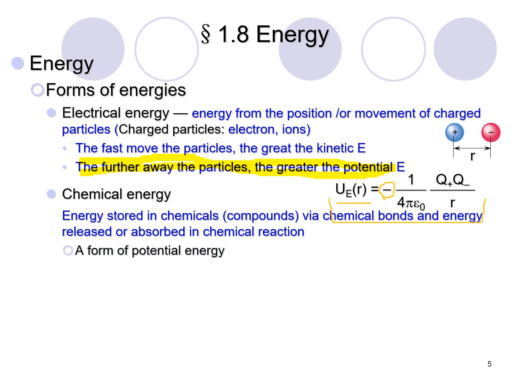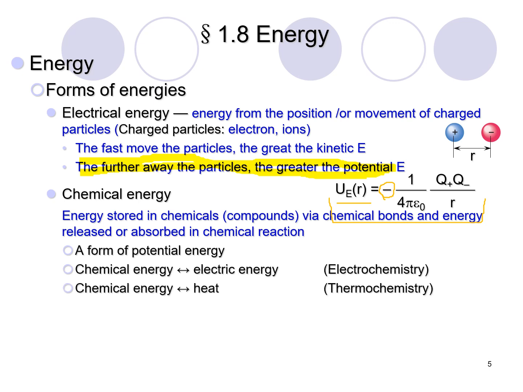And the chemical energy is a form of potential energy. Why? Because that is potential energy between the charged particles, electrons versus nucleus, right? So that is chemical energy. And we have two fields of chemistry for energy transfer from one form of energy to another, or from chemical energy to a different form of energy.